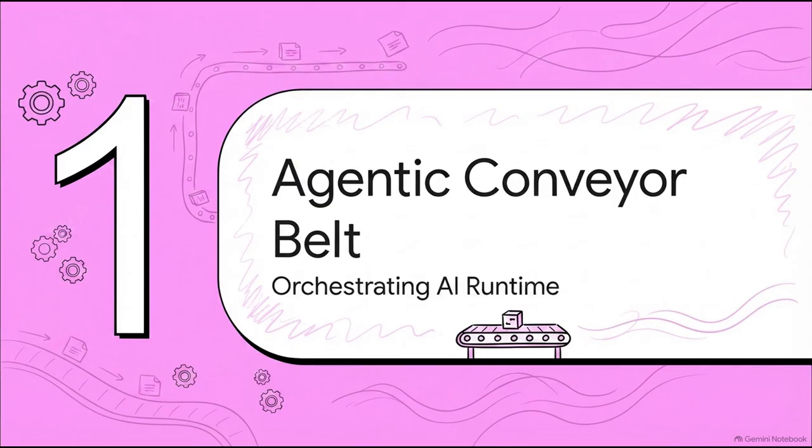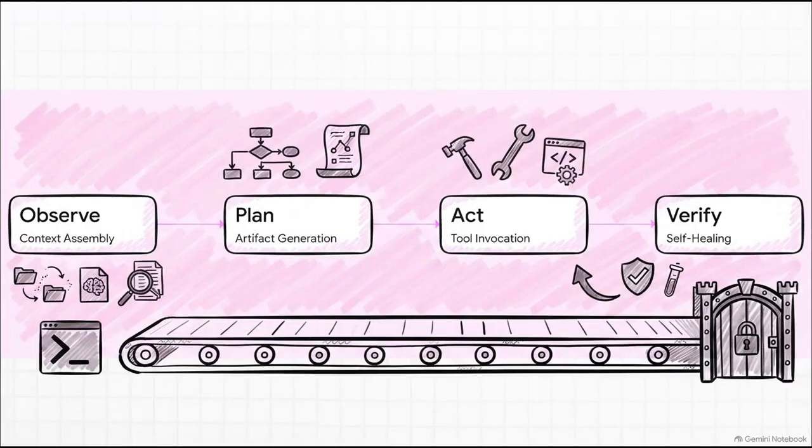Section 1, the agentic conveyor belt. Orchestrating the AI runtime. Let's move to this and see how it builds, picturing our runtime as a continuous, relentless conveyor belt, carrying a single task. So the Antigravity CLI runtime basically operates like this relentless conveyor belt. It's propelled by a foundational 4-step loop: observe, plan, act, and verify.